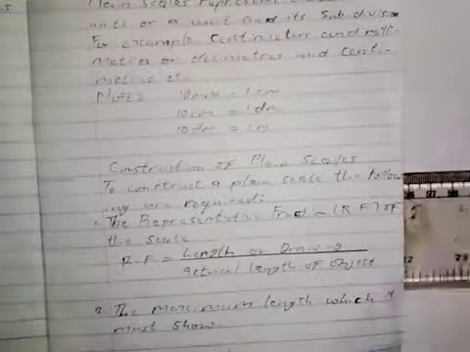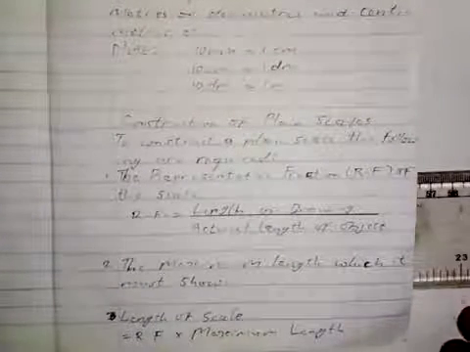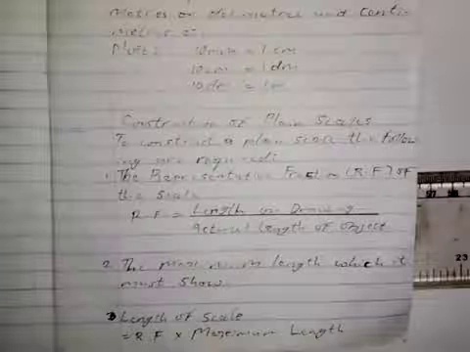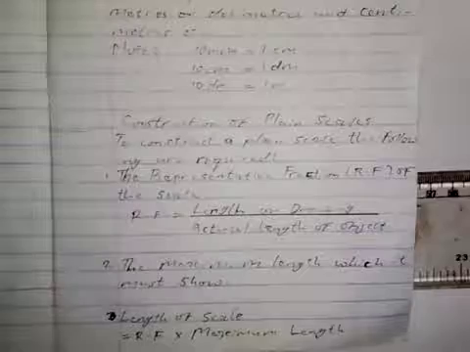Now, when we come to the construction of scales generally, what I'm going to say here has to do with all the types of scale that you want to construct, except the scale of chords. When we construct a plane scale, a diagonal scale, a comparative scale, or a vernier scale, we make use of this information. To construct a plane scale, the following are required. Number one is the representative fraction, or RF.